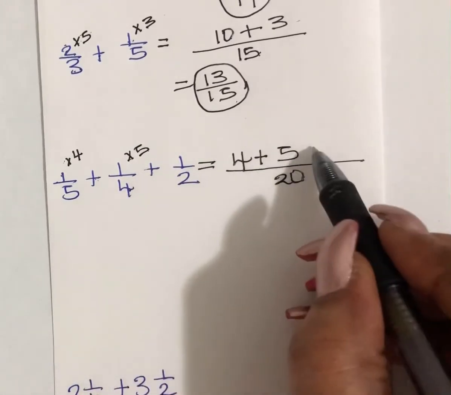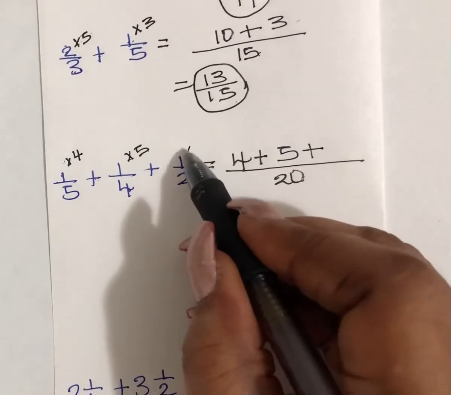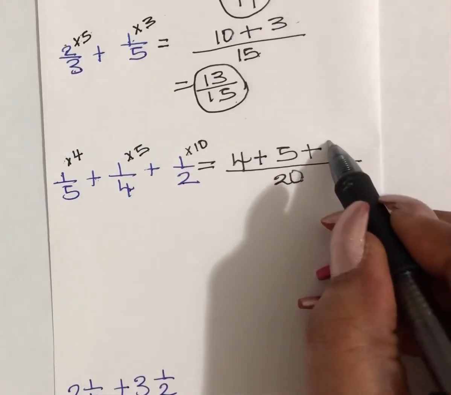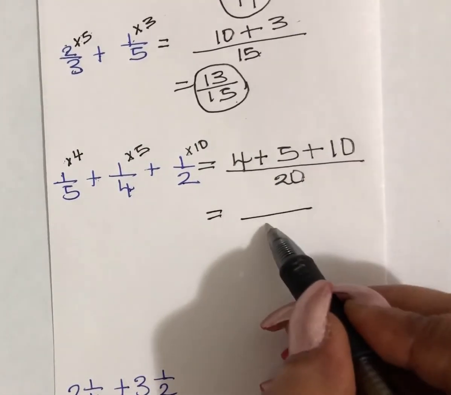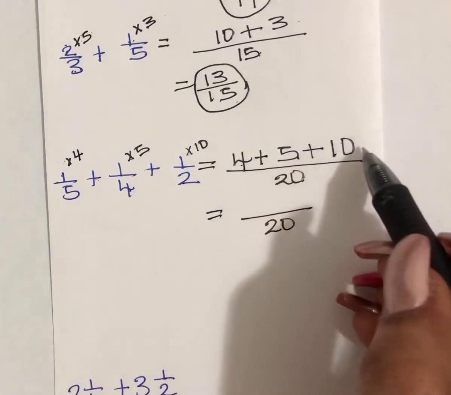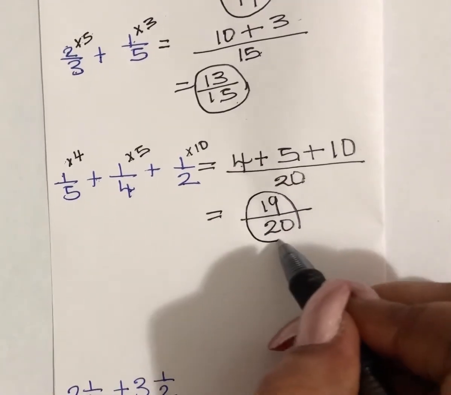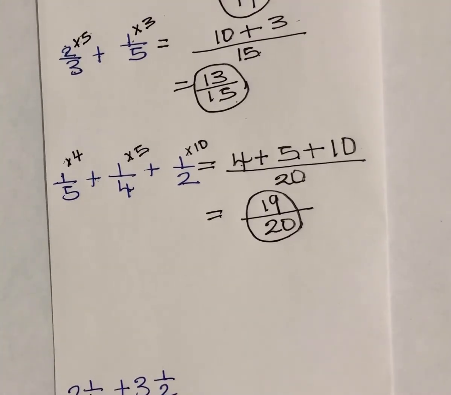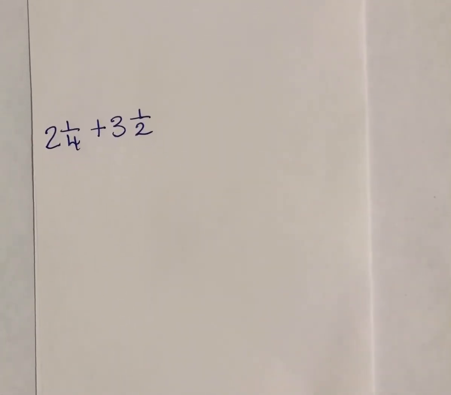The operation sign says to add. 2 into 20 is 10. 1 multiplied by 10 is 10. Our next step is to simplify our numerator. 4 plus 5 is 9. 9 plus 10 is 19. Once again, we are not able to simplify further. So our final answer will be 19 over 20.